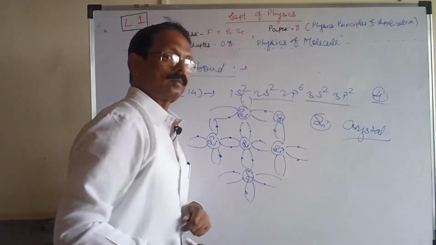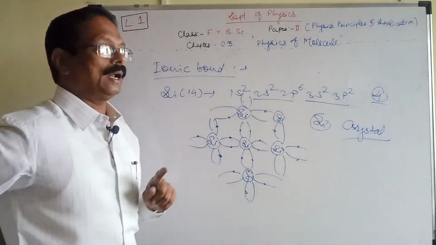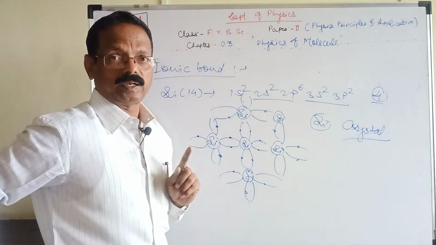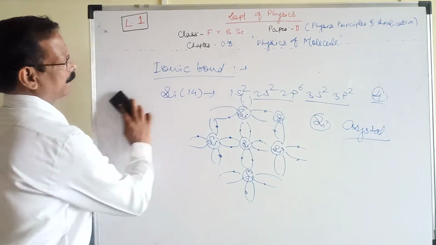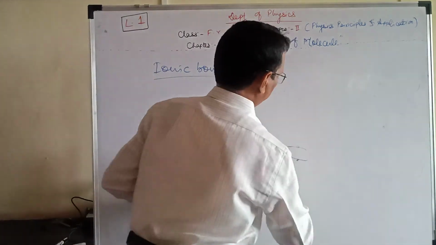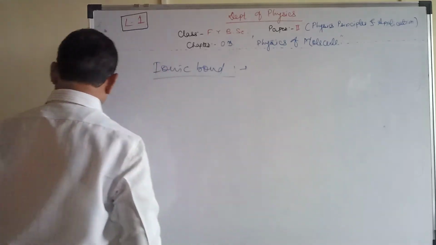So what is the definition of a crystal? If there is a regular and repeated arrangement of the atoms or molecules, it is called a crystal. So silicon is a crystal. This is the example of the covalent bond here. Next, we have to see another example of the ionic bond.